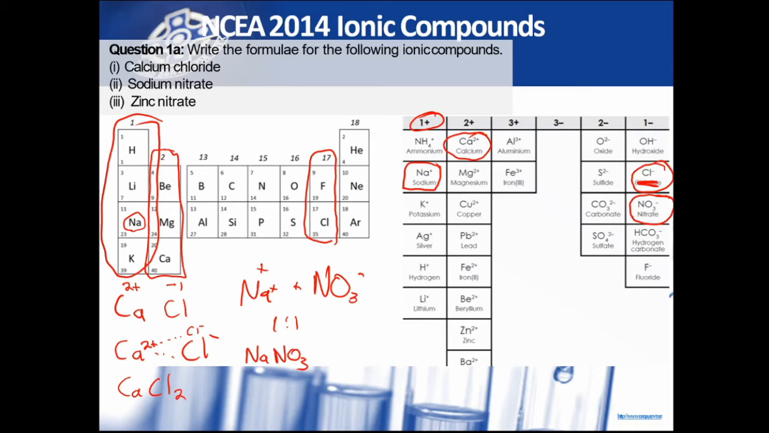Last one they ask us is zinc nitrate. Zinc. Oh, zinc is not on there because I've got an abbreviated periodic table, but zinc is over here. You can see there's Zn2 plus. So Zn2 plus, and we're going to have a nitrate again, NO3 1 minus. So if this one wants to give away 2 electrons, we need how many of these?